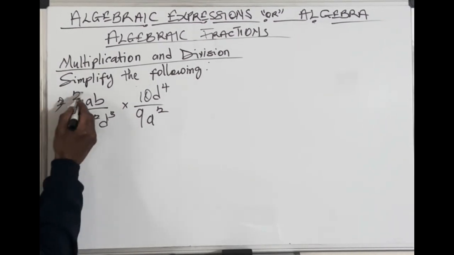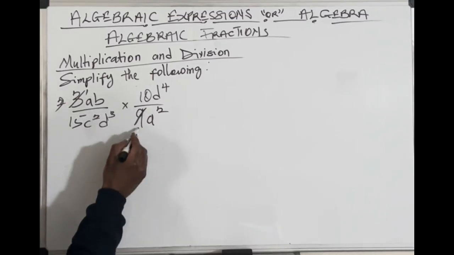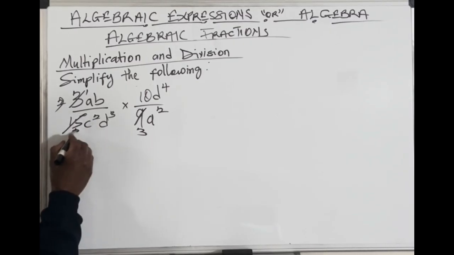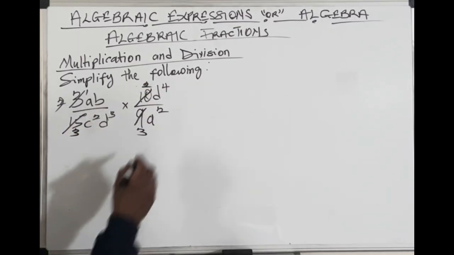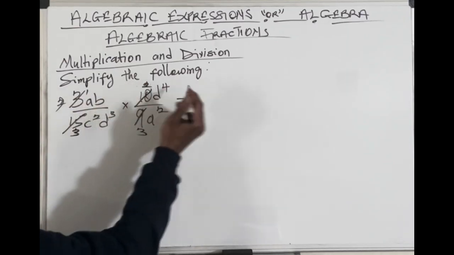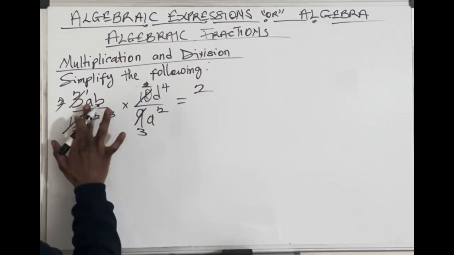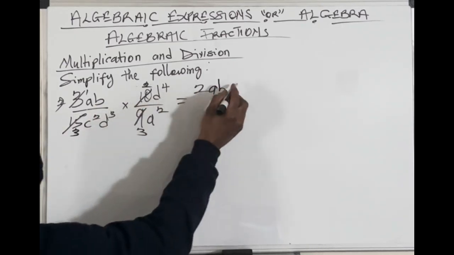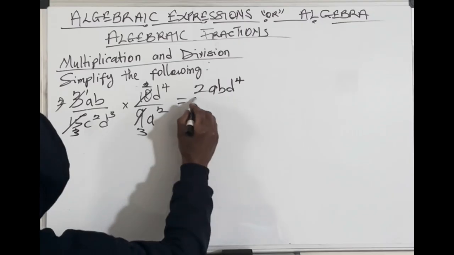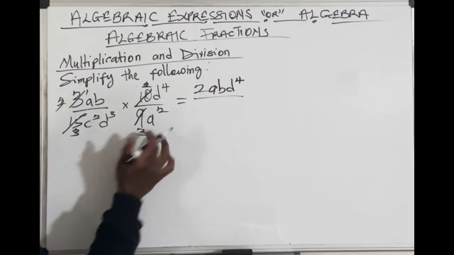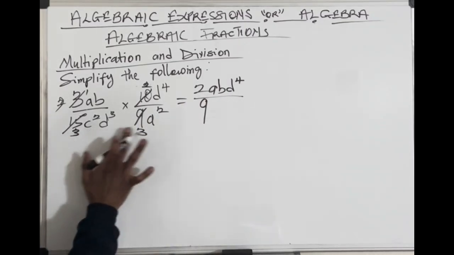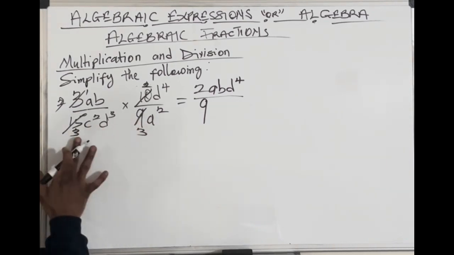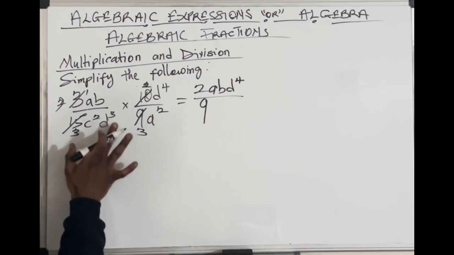So let's go to this second question. Quickly, we do some cancellation. 3 goes here 1, goes here 3. 5 goes here 3, goes here 3, goes here 2. All right, so 1 times 2 is 2, a, then b, then d raised to the power 4, all over 3 times 3, 9. Let's always write in order: a, then b, then c, then d. We can just write c, d cubed, a squared. That is not beautiful.